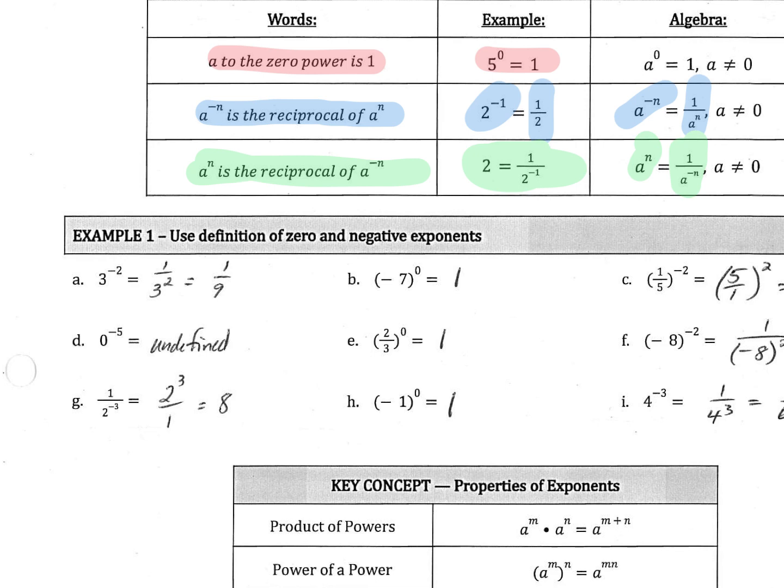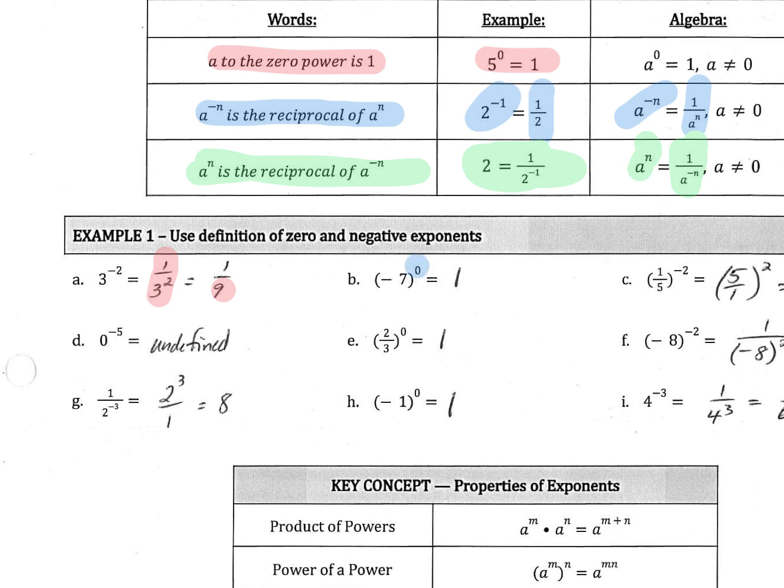Example A, 3 to the negative 2 power. How do we use what we learned? What we can do is we can actually move the 3 to the second power to the bottom of the fraction, and it turns it positive. Then we know that 3 times 3 is 9, so 1/9 is the final answer.